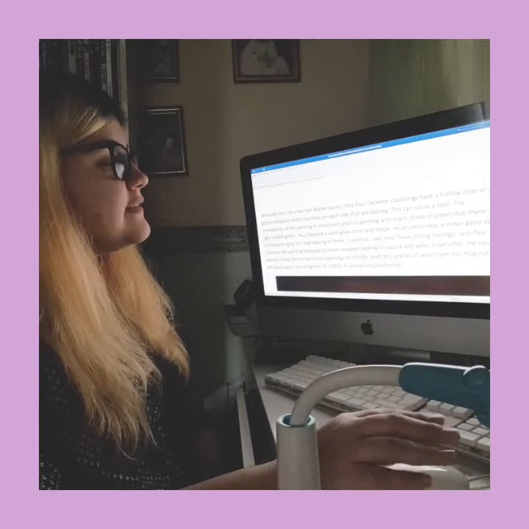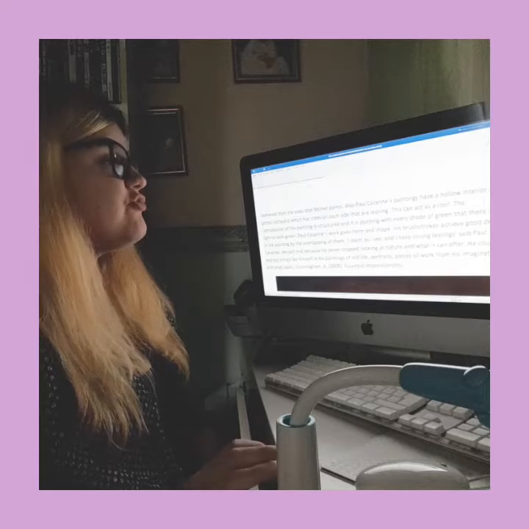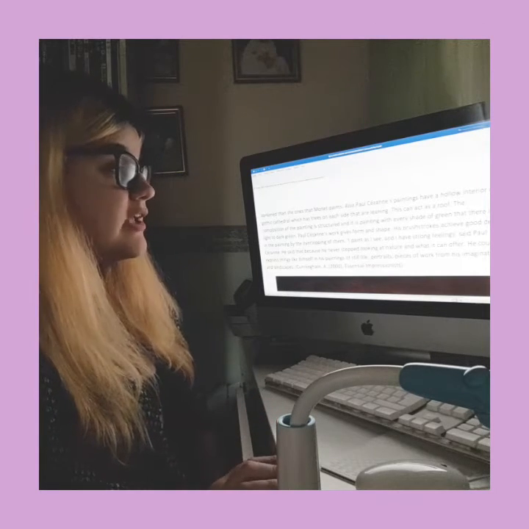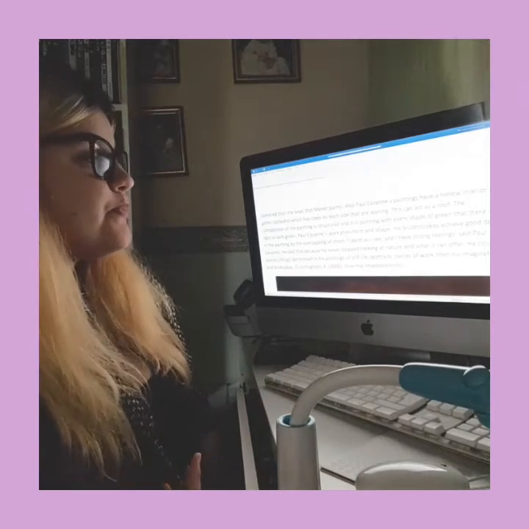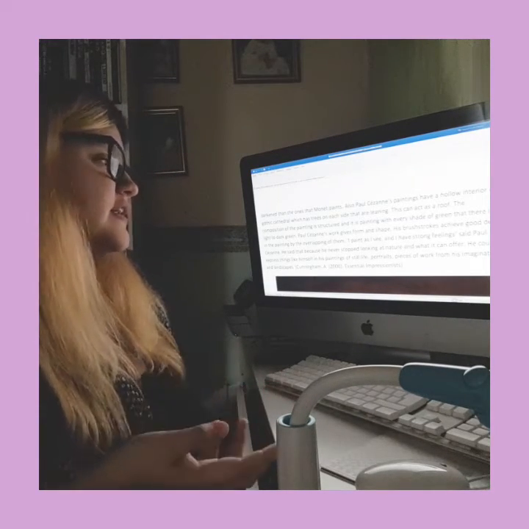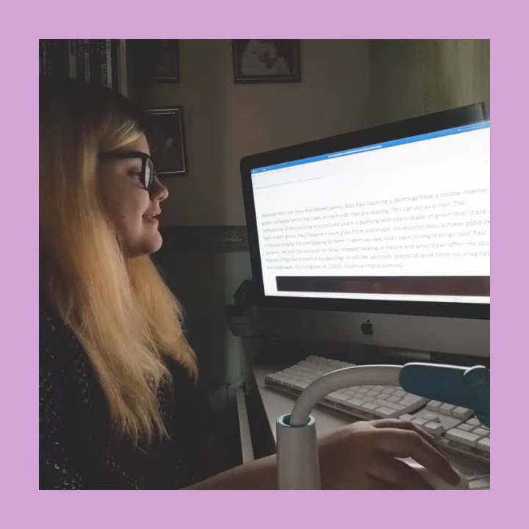I paint as I see, and I have strong feelings, said Paul Cézanne. He said that because he never stopped looking at nature and what it can offer. He could express things like himself in his paintings of still life, portrait, and pieces of work from his imagination and landscapes.